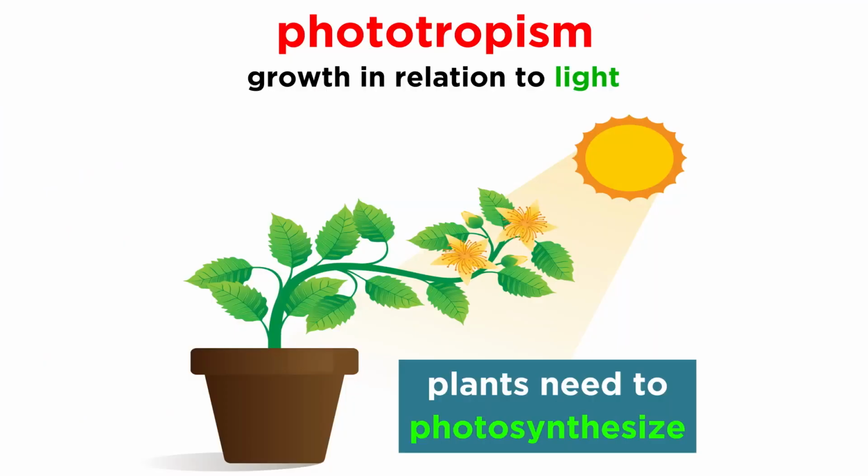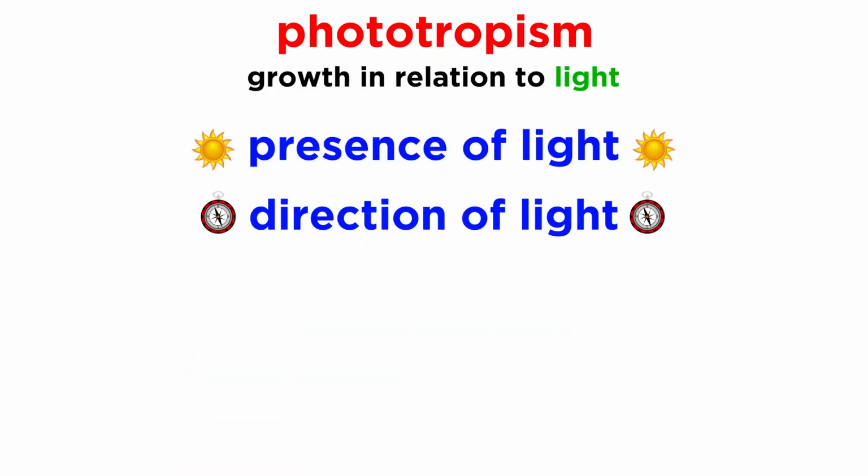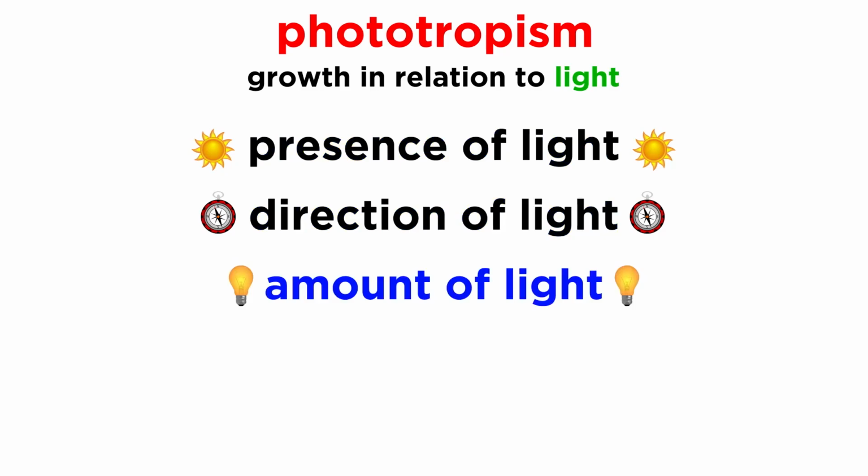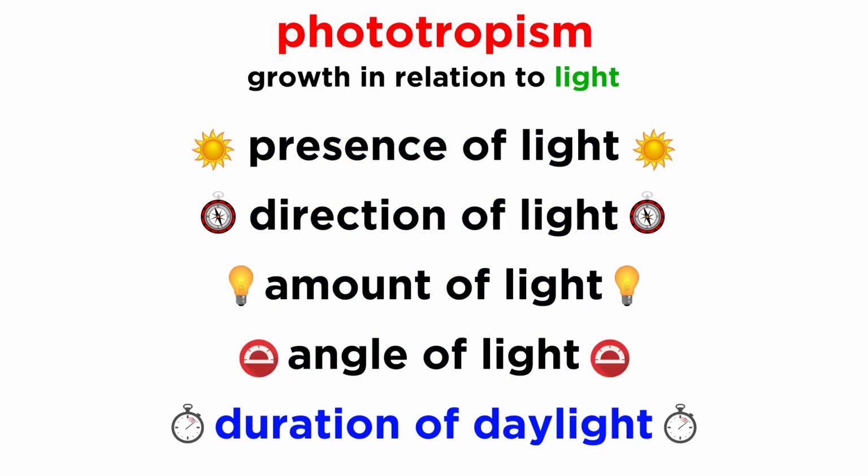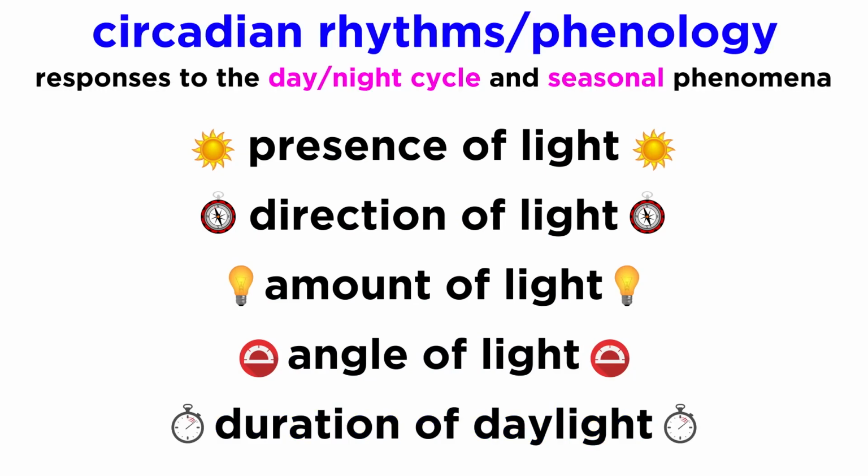Let's now return to the idea of phototropism for a moment. Plants are able to sense the presence and direction of light, but also the amount of light, the angle of the light, and the amount of time each day that light is present. All of this is very important for helping to determine the circadian rhythms and phenology of the plant, which are words that refer to responses towards the day-night cycle on Earth, as well as other cyclic or seasonal phenomena.